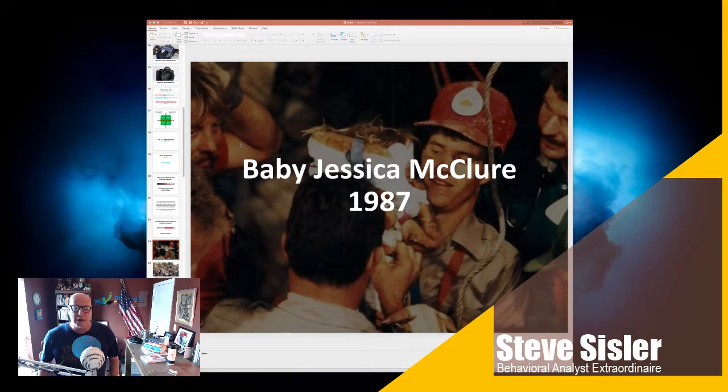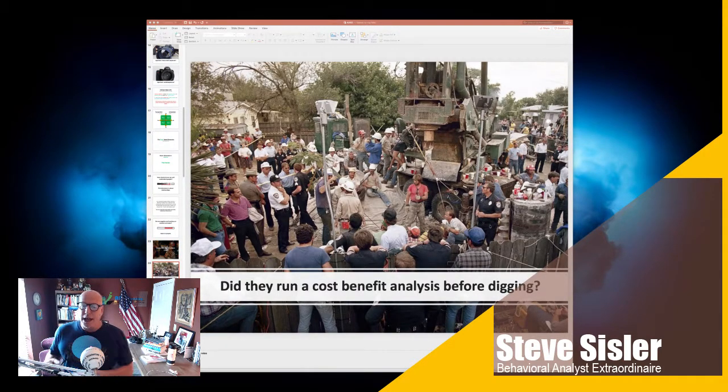Baby Jessica McClure, 1987, the 18-month-old baby that fell in the well in Midland, Texas. There were people that spent 54 hours doing everything humanly possible to get baby Jessica out of the well alive. All right? So that's important. And if you remember this, when they first started digging, they ended up inadvertently digging in the wrong place. They didn't want to collapse the well. And so they had to change their trajectory because by the time they got down there, it was way off. My question always is, especially when I'm lecturing on this stuff to the crowd, did they run a cost-benefit analysis before digging again? No. Why? Because anybody who would do that would be considered a sociopath.